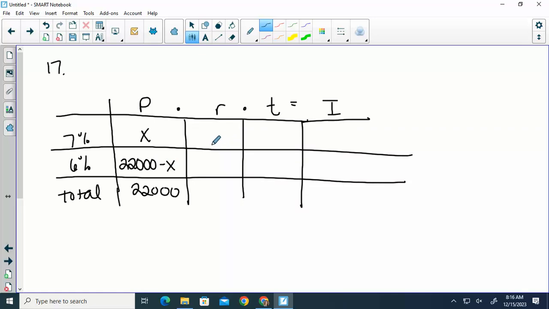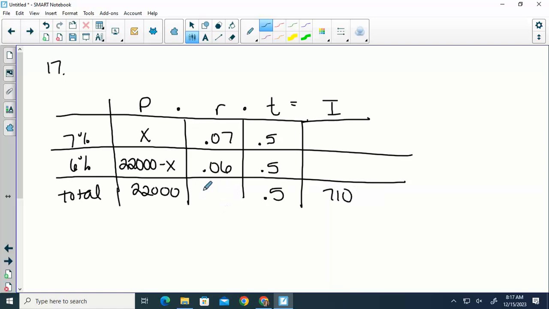Okay, my rate, 7% would be 0.07, 6% would be 0.06. Okay, my time. Time is always measured in years. It said 6 months, so how much of a year is that? 0.5. All right, and then at the end he had $710 interest. So where does that go?